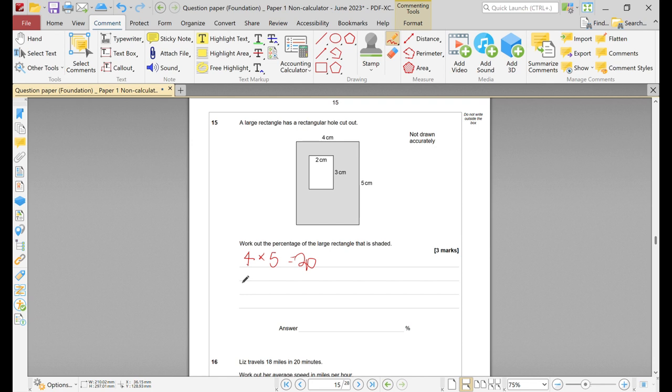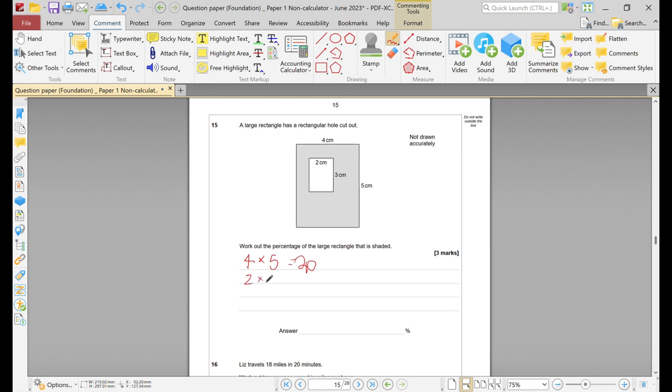2 times 3. 2 times 3 is 6. So we know that 6 out of 20 is cut out. So that means that 14 out of 20 is shaded. Well, the percentage of that, that's 7 out of 10. Well, 7 out of 10 is 70%.